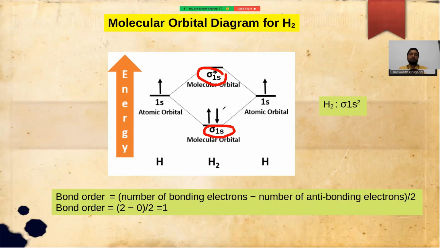The bond order of the system can be calculated as the number of bonding electrons minus the number of anti-bonding electrons, divided by 2. So here we have two bonding electrons in the sigma molecular orbital, and the sigma anti-bonding molecular orbital is empty. So we have 2 minus 0 by 2. So the bond order is 1. So there is only one bond between the two hydrogen atoms. So this is the molecular orbital representation for the hydrogen molecule.